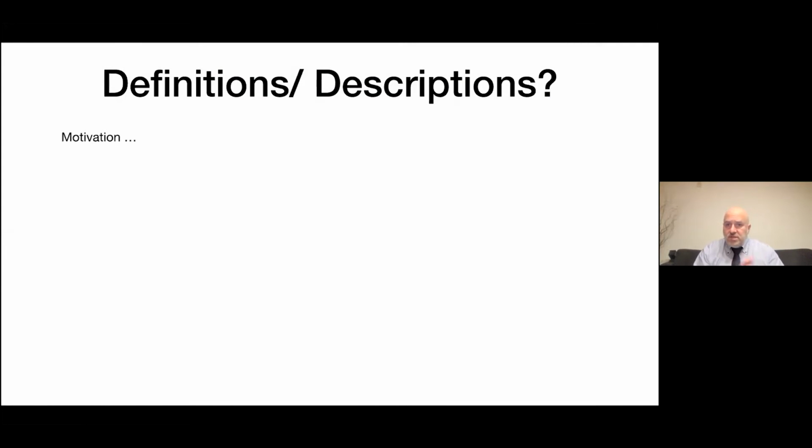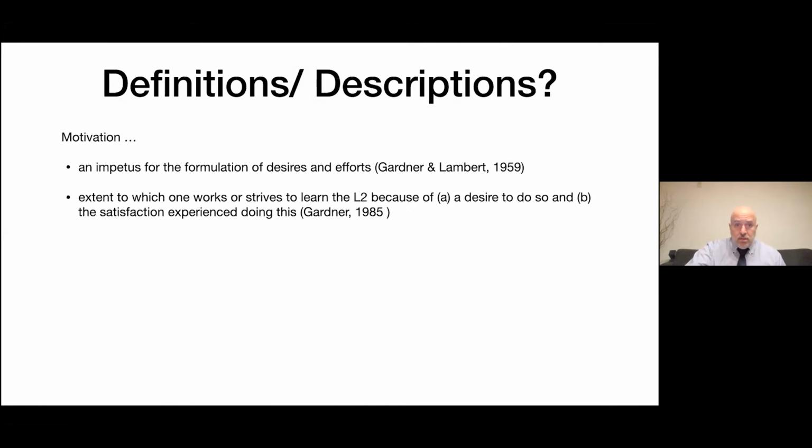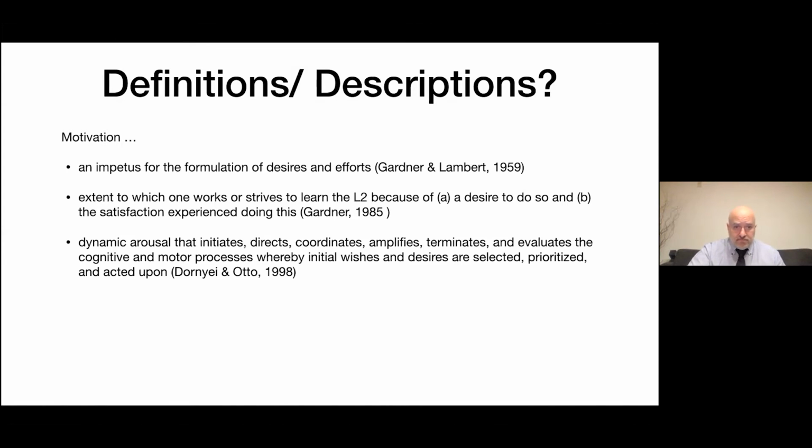Here are some definitions or descriptions for motivation. Here's an early one from Gardner and Lambert from 1959. He said motivation is the impetus for the formulation of desires and efforts. Later, Gardner said that it's the extent to which one works or strives to learn a second language because of a desire to do so, as well as the satisfaction from experience learning the second language and achieving success in the second language.